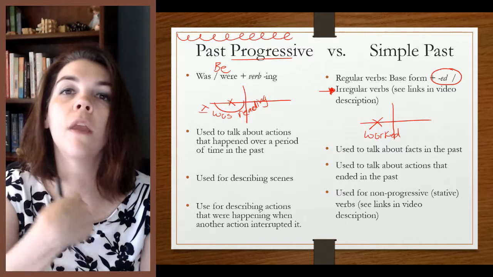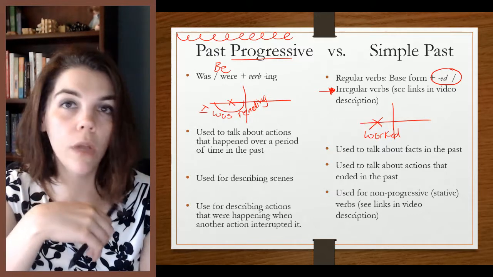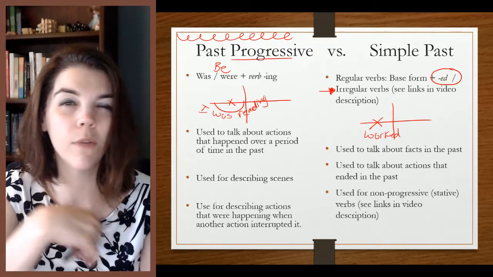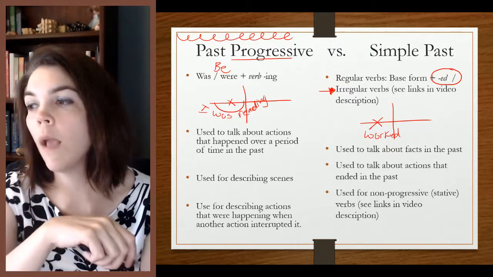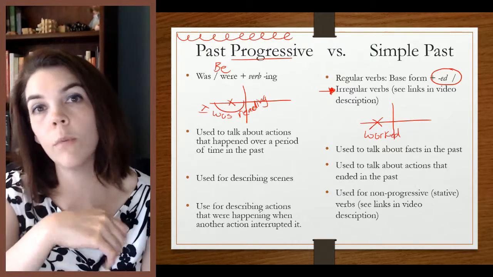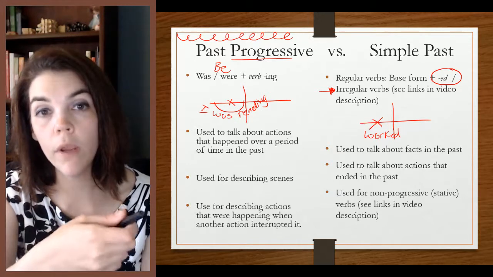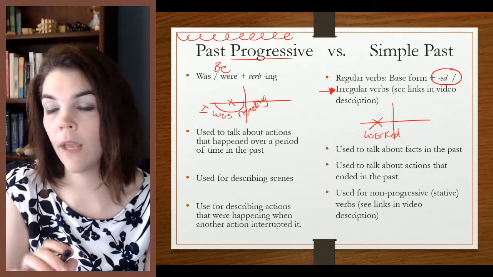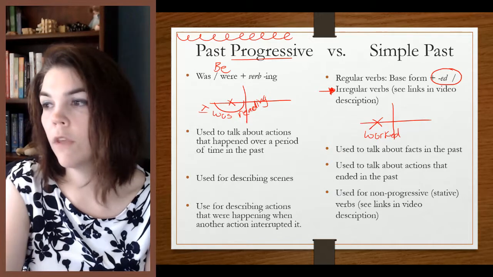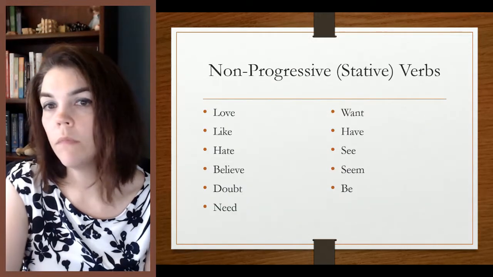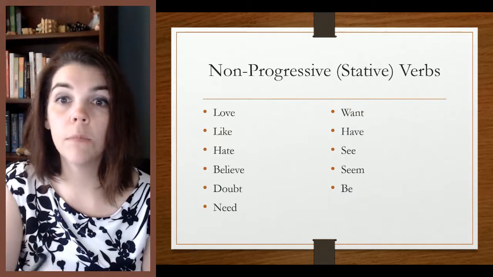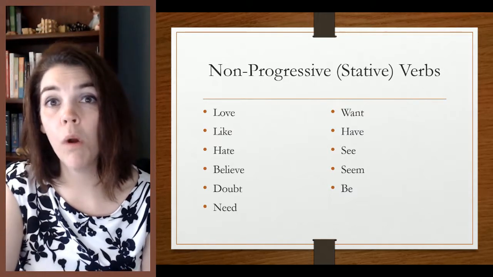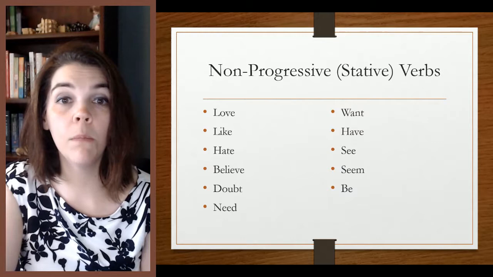These are verbs that do not often happen in the progressive because it doesn't really make sense for them to be in the progressive. And I will have links in the video description to show you more examples of them. I have some on the next slide, the most common ones that I think you should know. So think about these verbs. Love, like, hate, believe, doubt, need, want, have, see, seem, be.